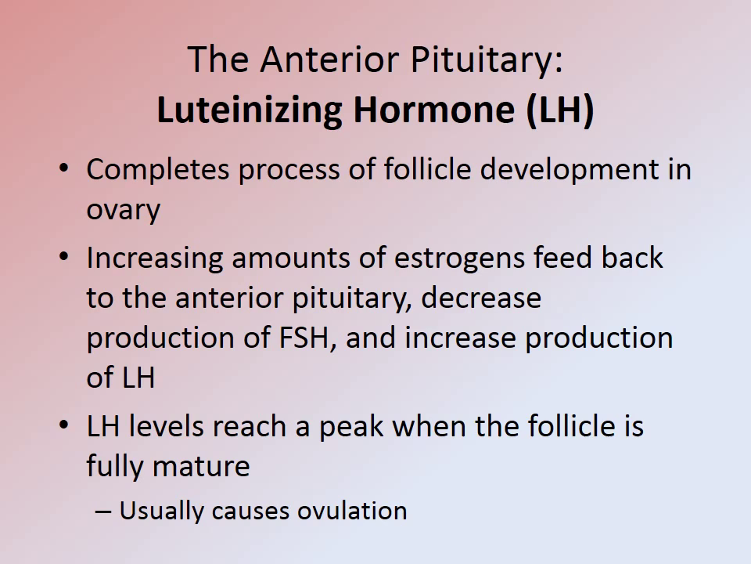So again, it's just the anterior pituitary gland realizing that there's a really huge increase of estrogen here. It's going to stop doing what it has to do, and luteinizing hormone is going to kick in and do what it has to do. LH levels reach a peak when the follicle is fully mature, and that's when ovulation happens in the female.